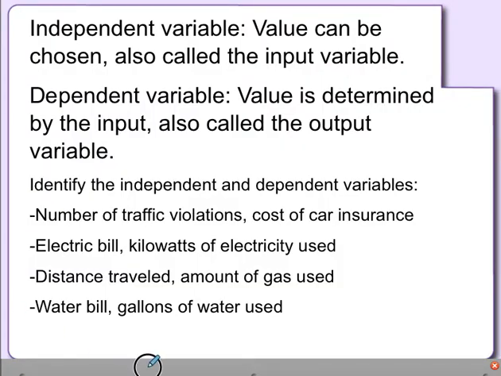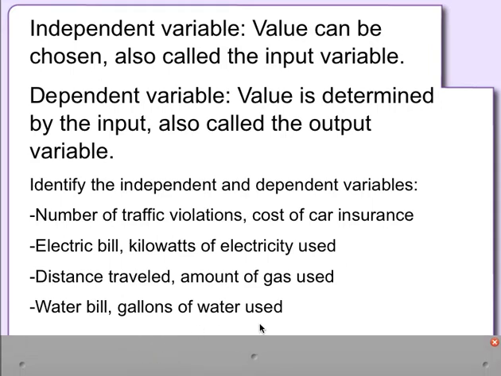So we have independent and dependent variables. Independent is the value that can be chosen. It's the input value. In our thinking about our coordinate grid, we are talking about our x value. A lot of times we'll see a table of values with x and y, and we normally choose the x, maybe -1, 0, 1, 2, and so on. We rarely choose the y to find x. We choose x. That's our independent.